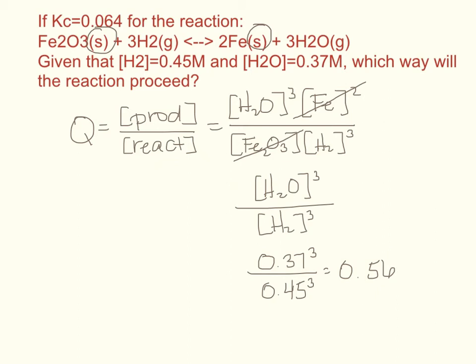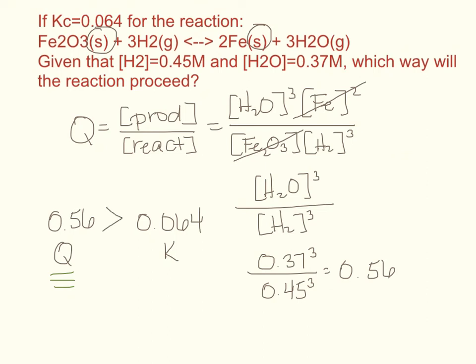Now to figure out which way this reaction is going to proceed, I need to compare my Q to my K. And I always need to put my Q on the left. So 0.56, and that's my Q value. And my K value is equal to 0.064, and that's my K. And remember, your Q needs to go on the left. That's important. If you put your K on the left, it will mess you up and you'll get an incorrect answer. So 0.56 is clearly the bigger one.